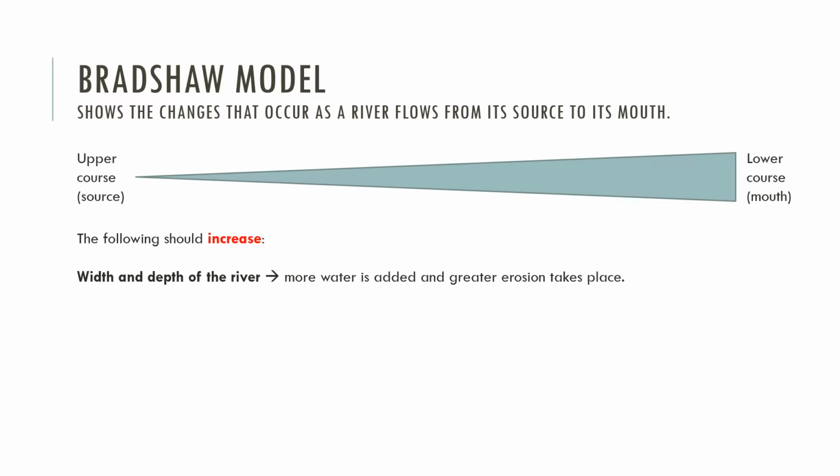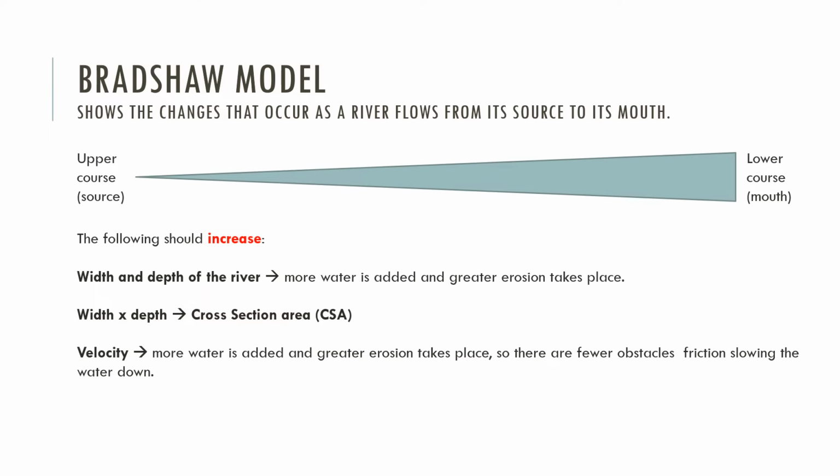As more water is added through tributaries and things like that, then there should be greater erosion taking place because the river has more energy. Therefore, if the width and depth increases, the cross-sectional area of the river should also increase. The velocity: as more water is added and there's greater erosion, the channel becomes smoother, friction slows down, and the velocity of the river should increase.